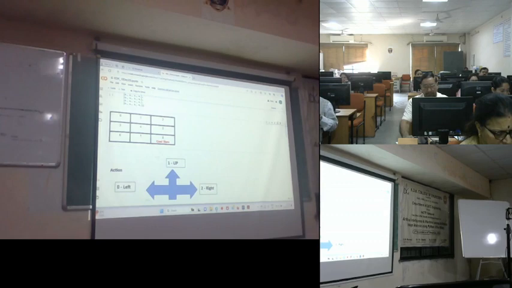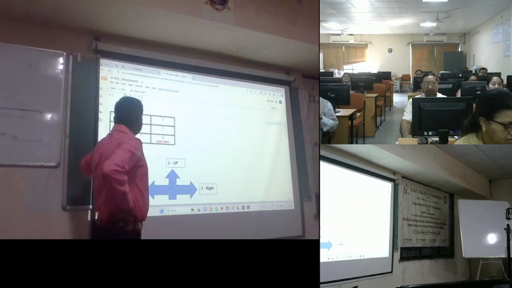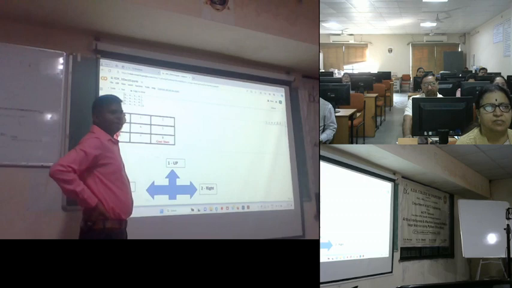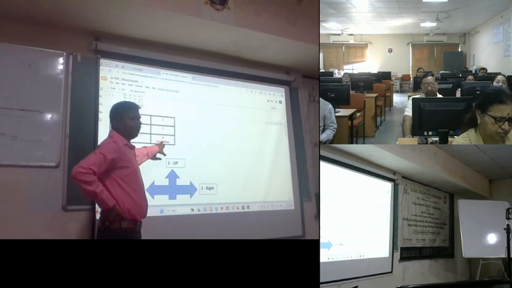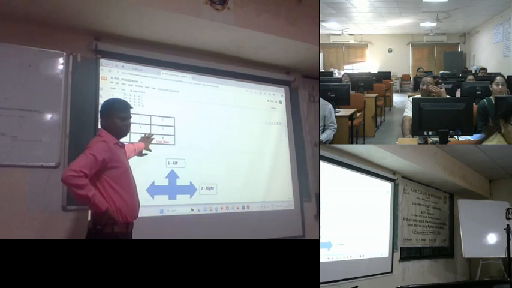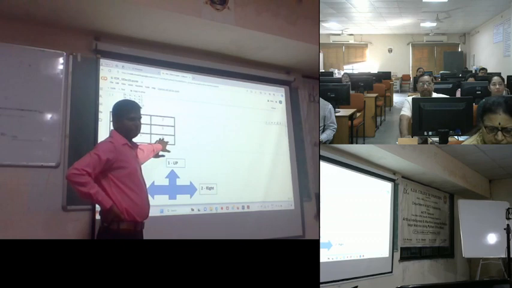Suppose, consider this example. There is a house containing 9 rooms, and we put a robot inside any room and we have to navigate that robot to room number 8. Suppose this is the goal state. The robot can be in any state, so it has to find the optimal path from any state to the goal state.